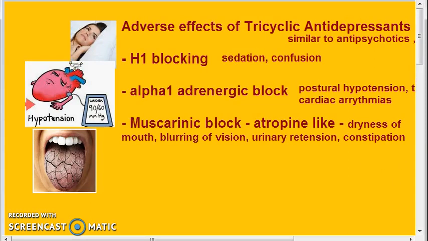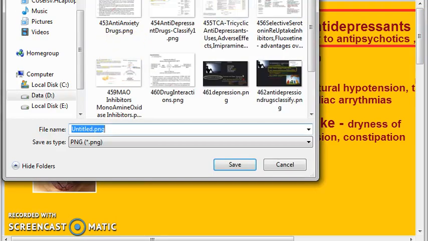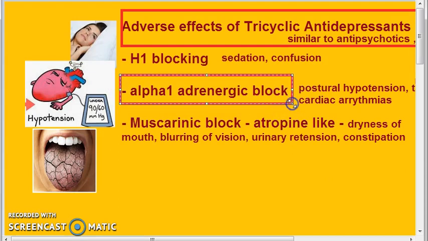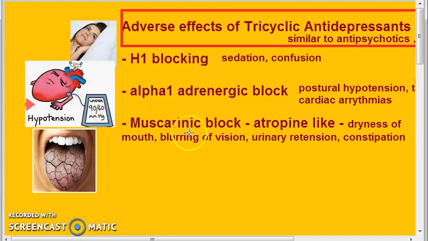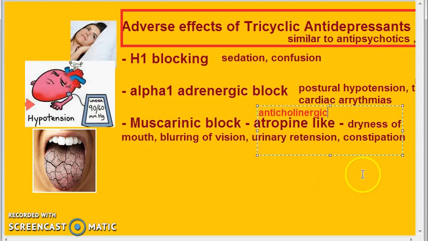So, adverse effects. What are the adverse effects of tricyclic antidepressants? Let us look at them here. The first thing we saw, because of H1 blocking, you will have sedation and confusion. And because of alpha 1 adrenergic block, you can have hypotension, and that can lead to reflex tachycardia, cardiac arrhythmias. Muscarinic block can cause atropine-like side effects like dryness of mouth, blurring of vision, urinary retention, constipation, etc. Okay. So basically this is an anticholinergic effect. Anticholinergic, right? So it will become an anticholinergic type of action. Fine.